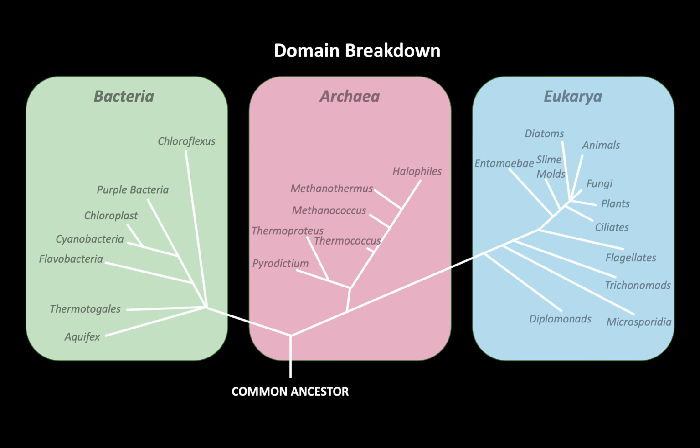So now to give you a breakdown of those domains we talked about: domain bacteria, domain archaea, domain eukarya. And as we've spoken about in previous labs, we have a potential common ancestor here. On this side, we have several different species of bacteria. We also have things like chloroplasts, which we know about, and cyanobacteria, which we've learned about. In archaea, we have halophiles, which are very extreme environment living organisms. And then in eukarya, we have everything from slime molds and diatoms to animals, plants, flagellates, all kinds of different things here that we've talked about.